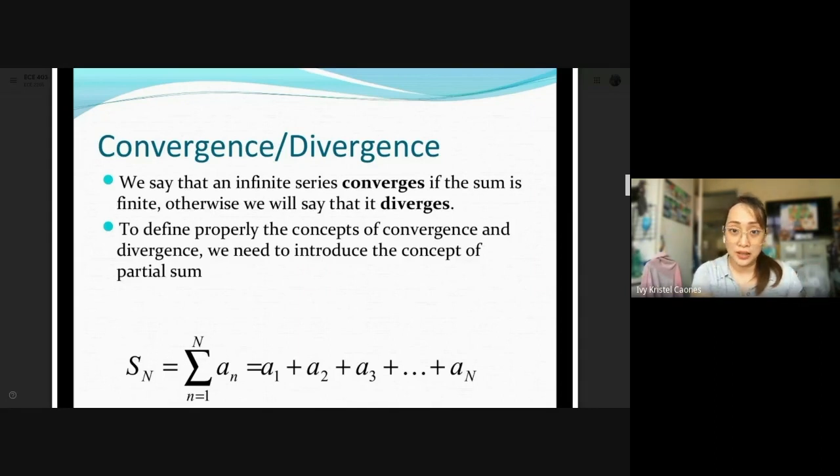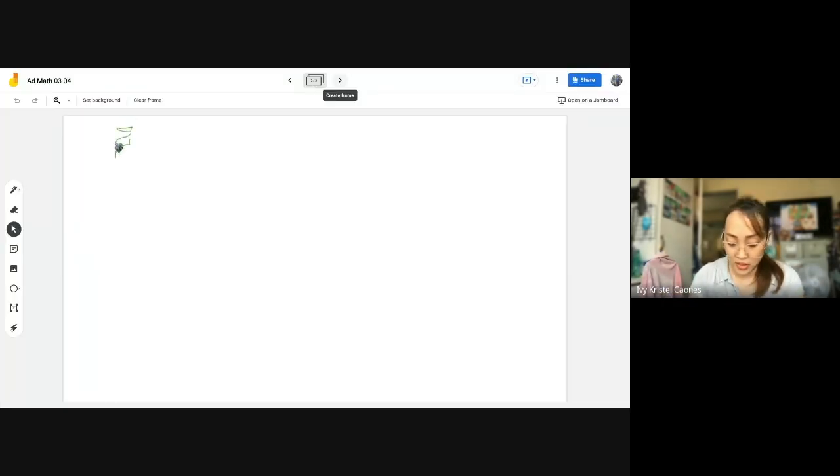Convergence, there is a finite number or finite sum. Yun ang convergence. And divergence, there is an indefinite, undefined, kung hanggang saan. For the summation of a sub n as n from 1 approaches infinity, if it is not equal to 0, or there will be a number greater than 0, then this is considered as a divergence series.